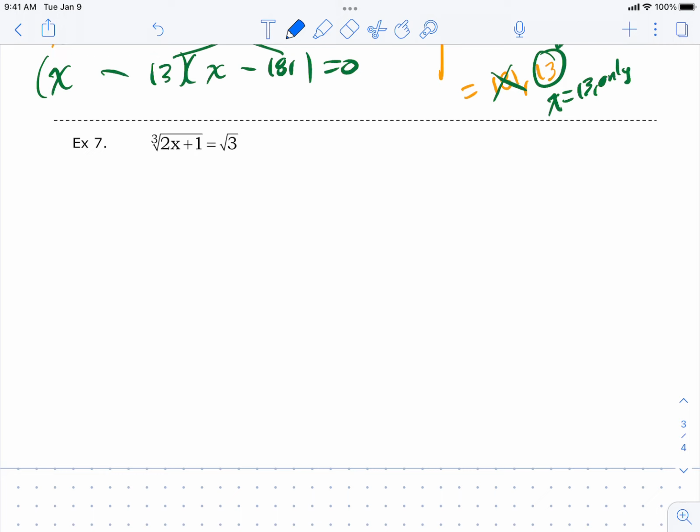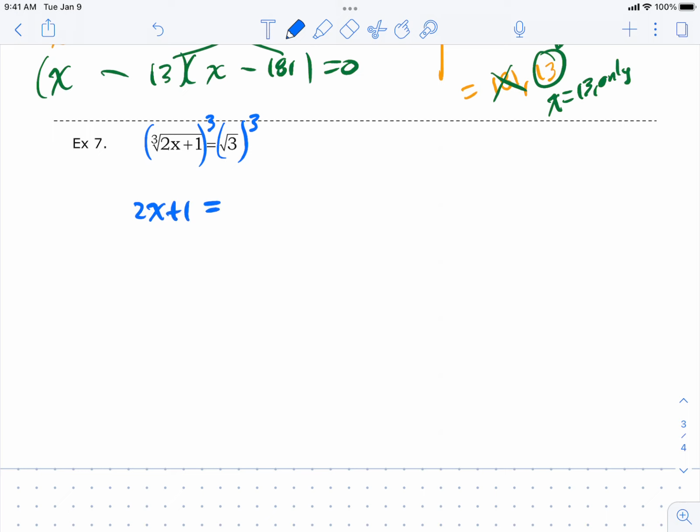The x is in here. It's the x that I care about, right? I want to get x by itself. I don't particularly care if x comes out to equal the square root of 3 or something. I don't care about that. What I want is to get x by itself. So because I need to get the x by itself, and because the x is inside of a cube root, that's telling me that I've got to cube both sides. The left side will just become 2x plus 1.